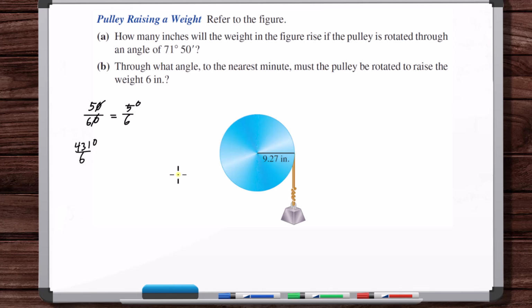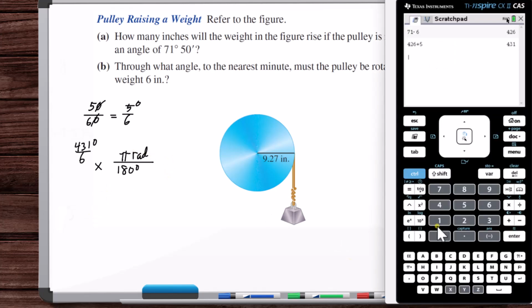degrees. That's the angle. Okay, now with arc length, radians are much easier to work with. So let's convert this to radians. You've got 180 degrees for every pi radians. So we'll divide this by 6 and divide this by 180 times pi. Okay, so this is about 1.254 radians.